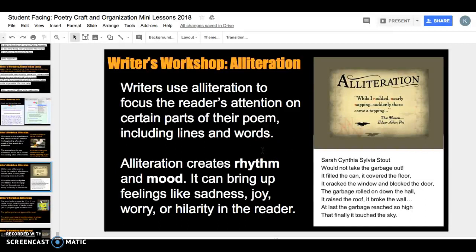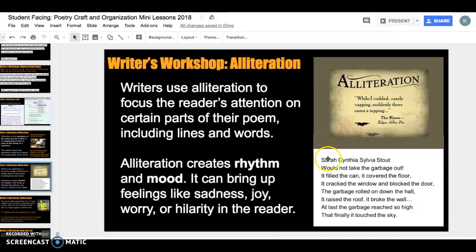It could be sadness or joy or concern or maybe even hilarity. So we look at this bottom example on the right by Shel Silverstein. Sarah Cynthia Sylvia Stout would not take the garbage out. Again, we hear rhymes, but we also see alliteration with Sarah Cynthia Sylvia Stout. So we have this funny long name that's got this repeated S sound happening at the beginning of each of the words in the first line.